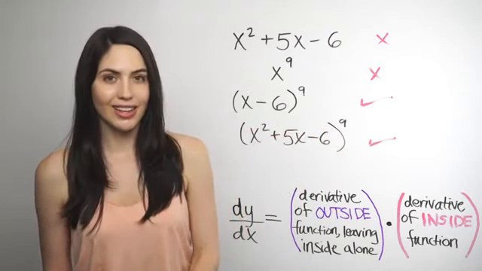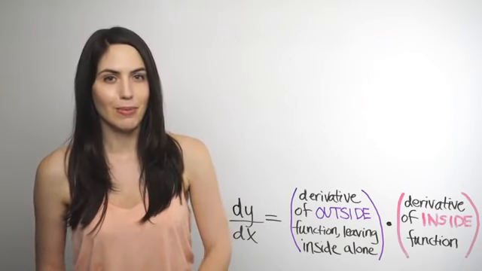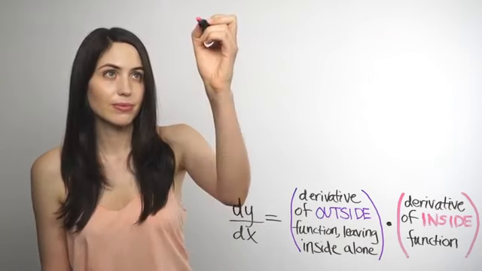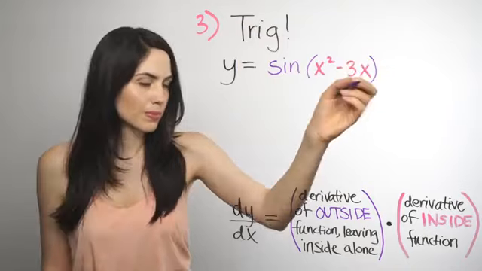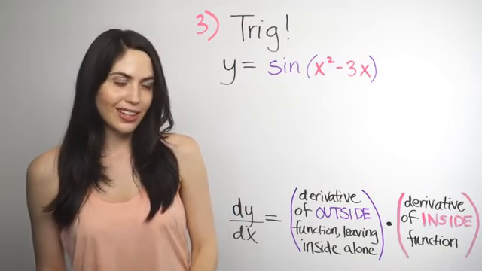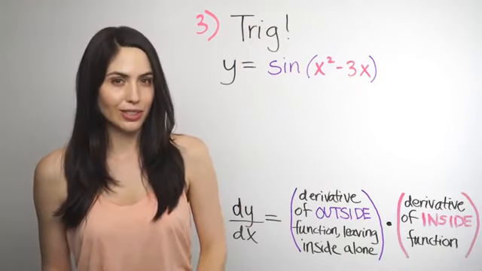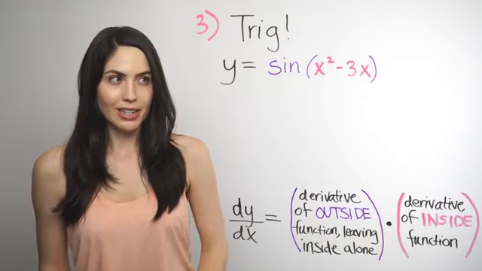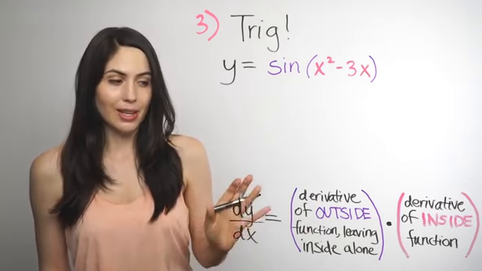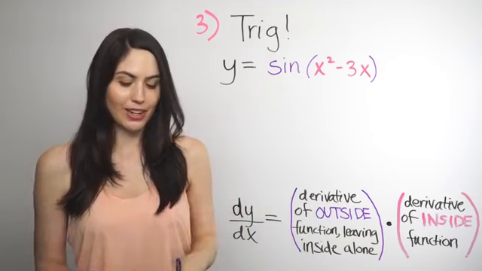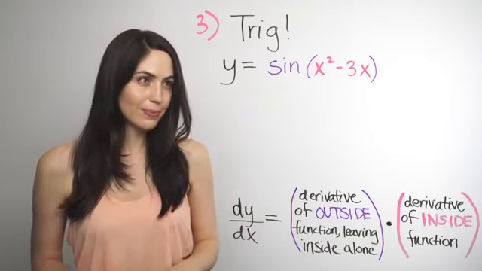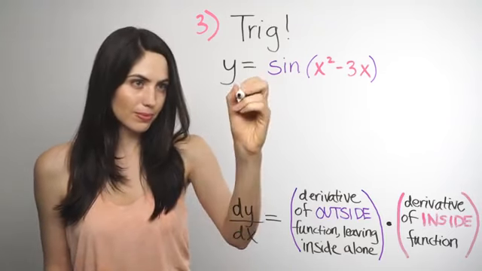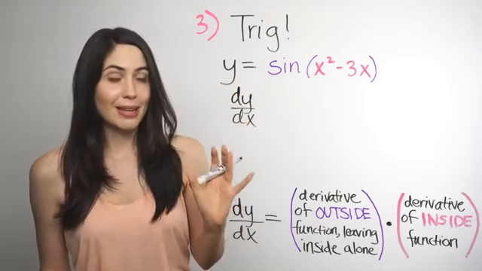So let me show you one last kind of chain rule problem, I promise. Okay, here's another example. It's trig, don't get too excited. By now you're probably getting the hang of this, but just humor me. Let's do this one to find dy dx. It's the same steps as before.